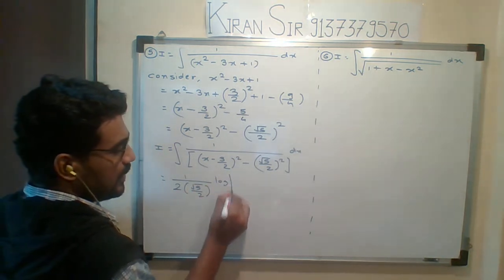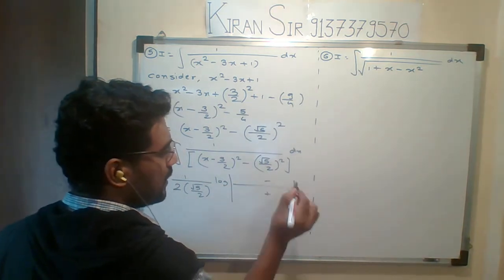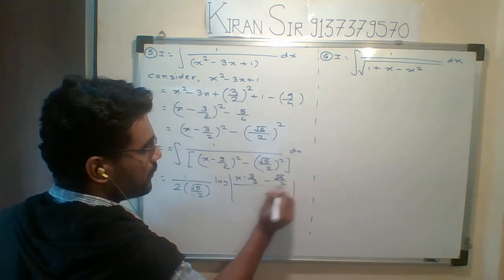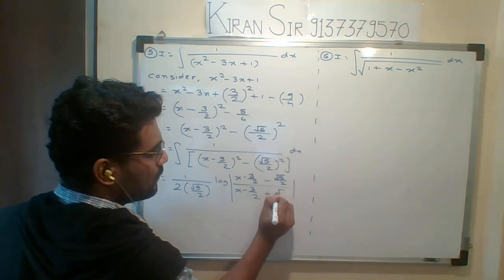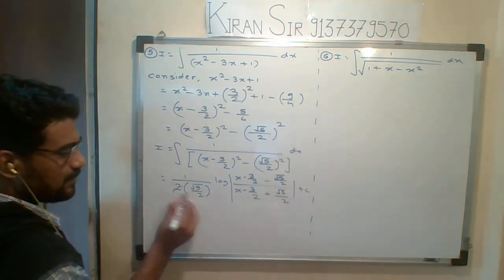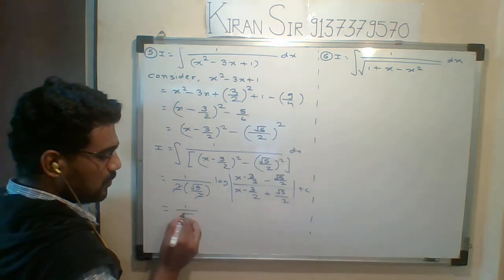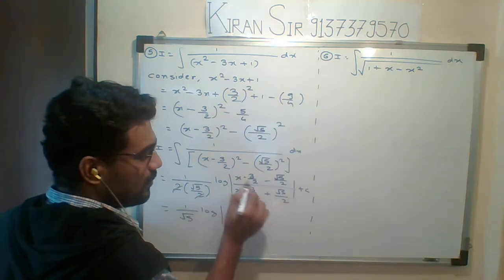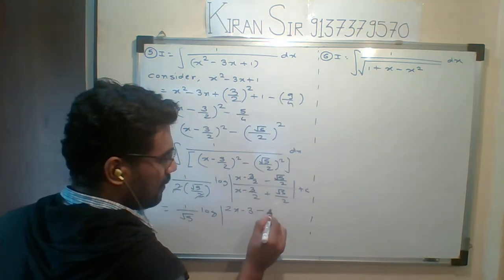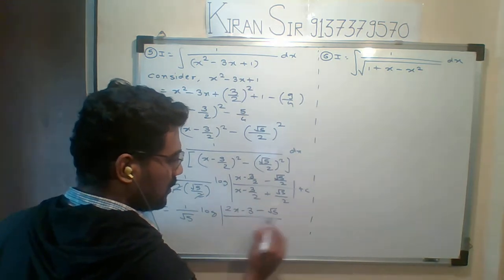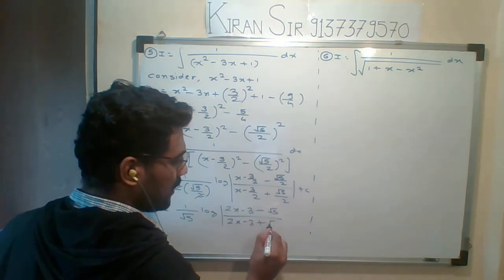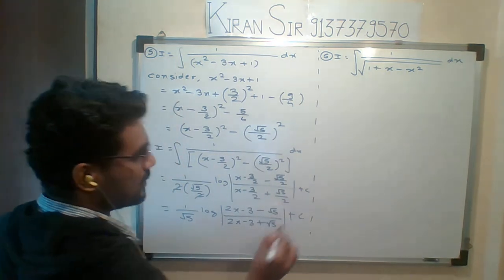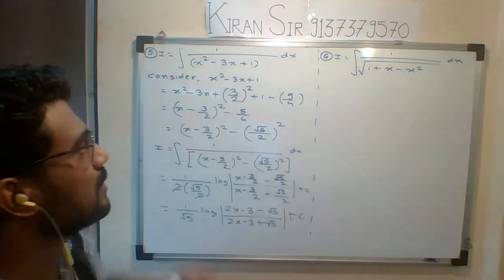What about log of? The base is always strong. Plus either, minus either. x minus 3 by 2 upon root 5 by 2, x minus 3 by 2 plus root 5 by 2. This is the formula. And then what I will do here, simplification. The 2 will cancel. The 1 upon root 5 is the final answer of that. If I take LCM, because I want to make the denominator equal, so 2x minus 3 minus root 5 over 2x minus 3 plus root 5. Okay, and the 2 upon 2 gets cancelled, and the final answer along with plus c. This is the simplified version of this particular integration.